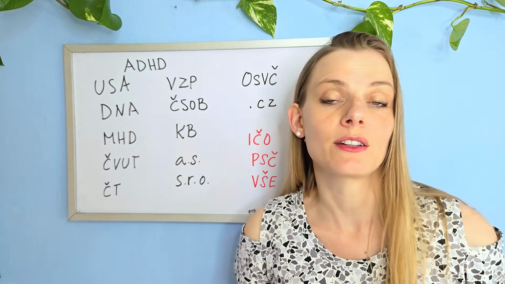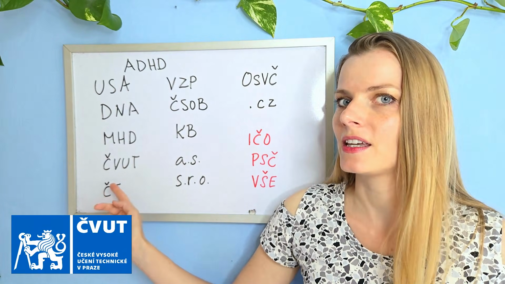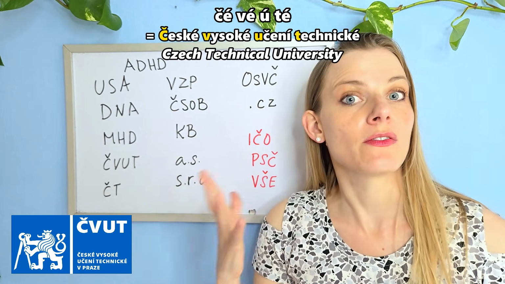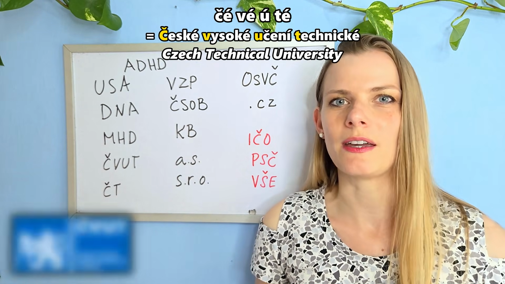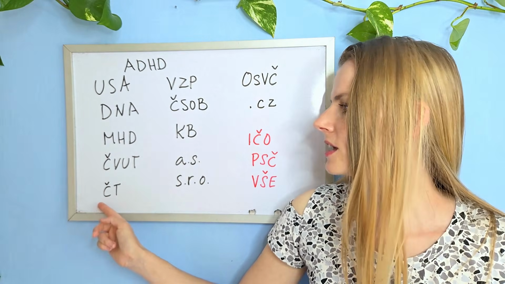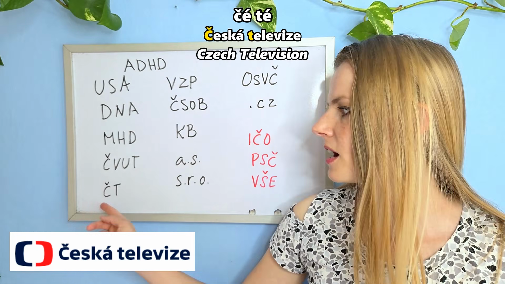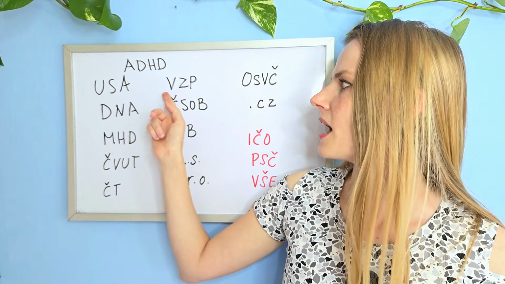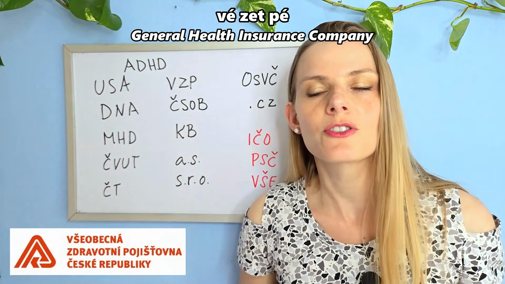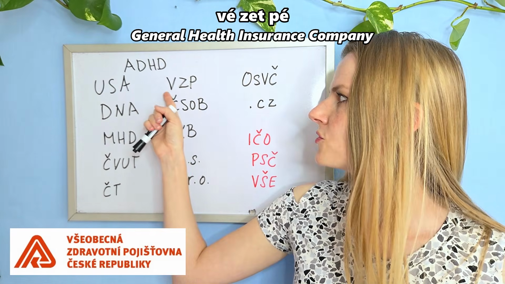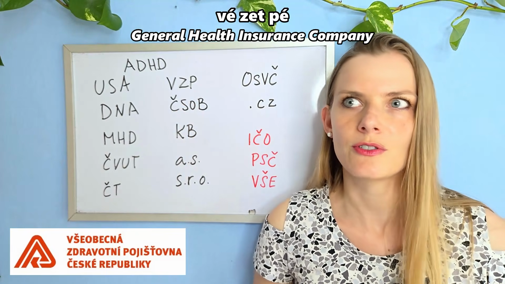That is Czech Technical University. ČVUT. České vysoké učení technické. ČVUT. Next one. This one is easy. ČT. Czech Television. Česká televize. ČT. VZP. VZP is one of the major insurance companies in the Czech Republic. Všeobecná zdravotní pojišťovna. General Health Insurance Company.